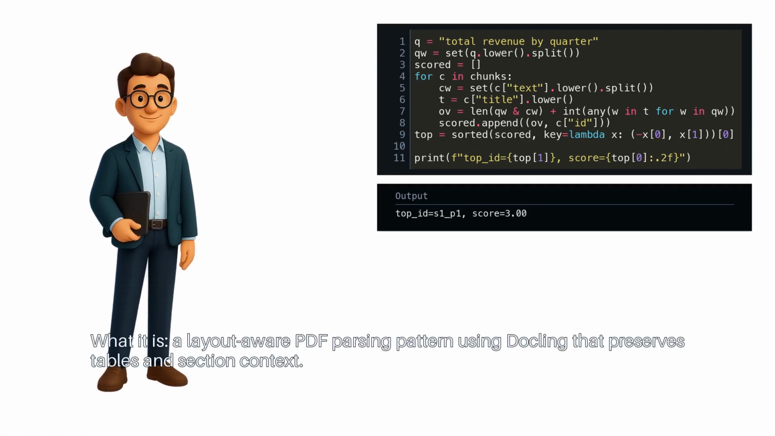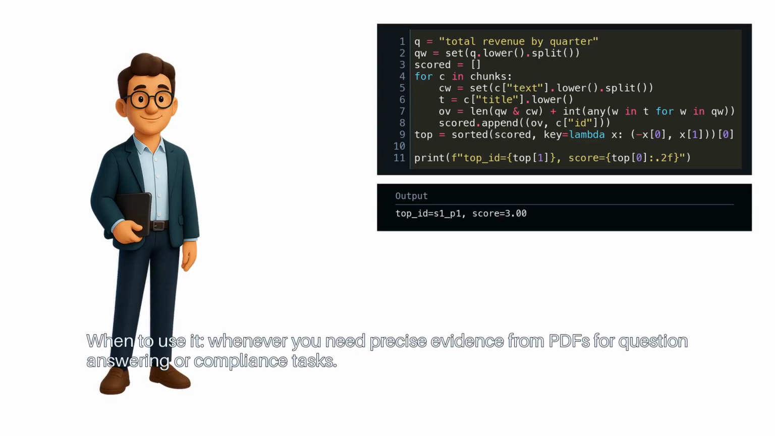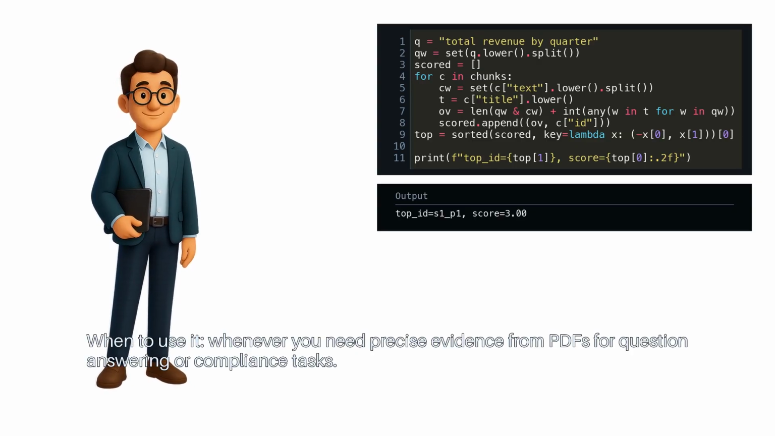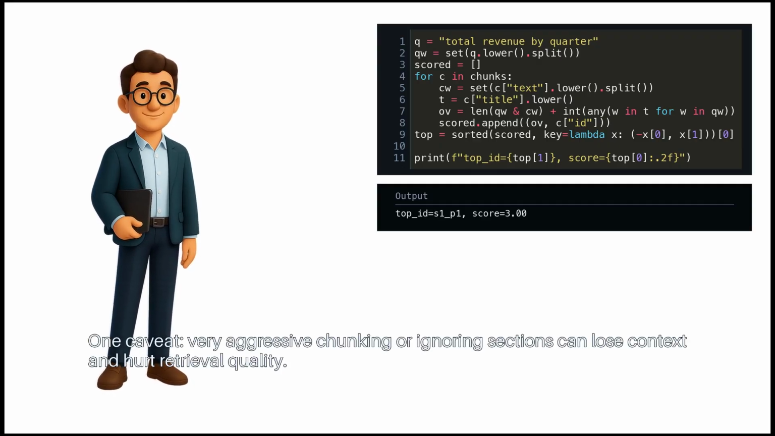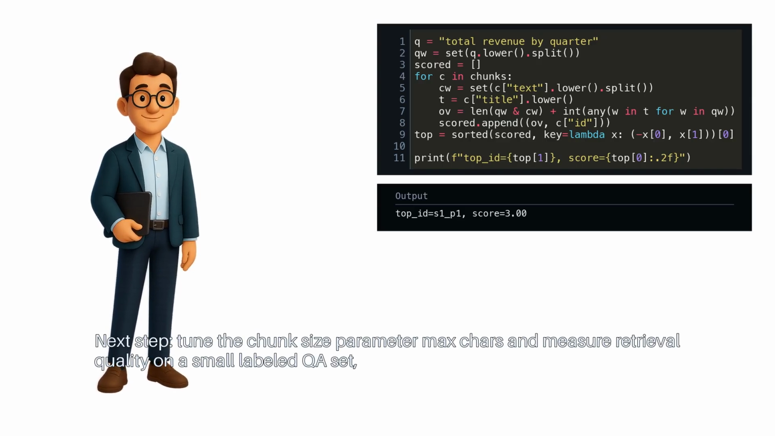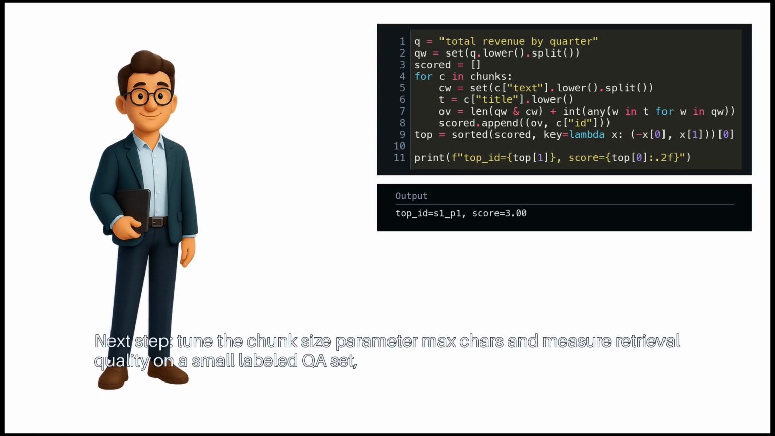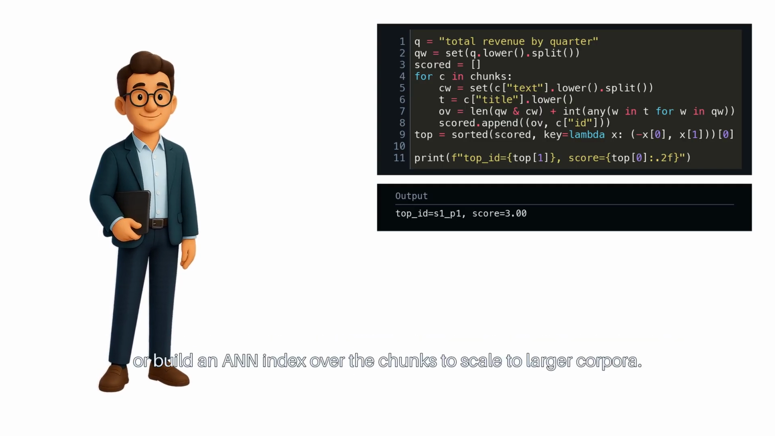Recap. What it is: a layout-aware PDF parsing pattern using Docling that preserves tables and section context. When to use it: whenever you need precise evidence from PDFs for question answering or compliance tasks. One caveat: very aggressive chunking or ignoring sections can lose context and hurt retrieval quality. Next step: tune the chunk size parameter max chars and measure retrieval quality on a small labeled QA set. Or build an ANN index over the chunks to scale to larger corpora.